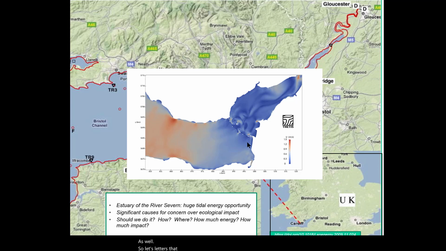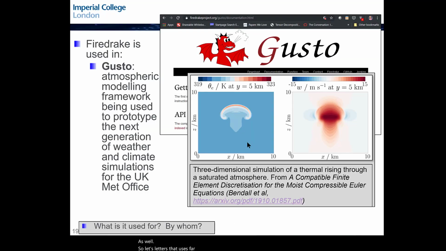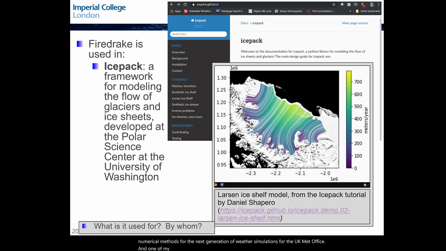So that's Thetis that uses Firedrake. Firedrake has also been used for prototyping the new numerical methods for the next generation of weather simulations for the UK Met Office. And one of my favorite collaborations, because they just found us on the web and picked up the tool and started doing stuff, is this project on glaciers. So what you see here is streamlines of flowing ice.